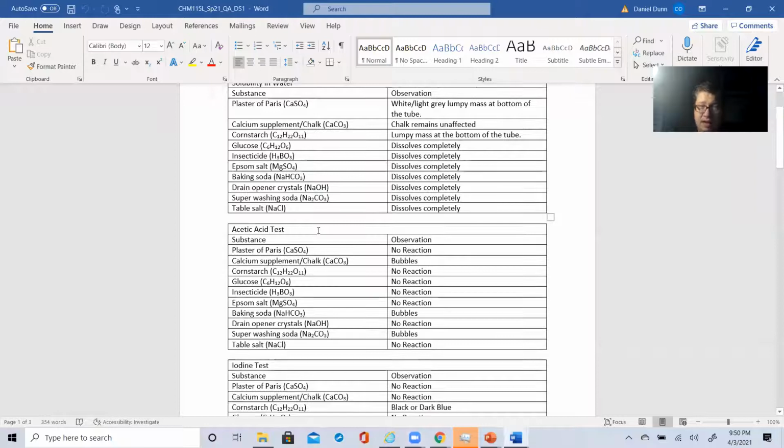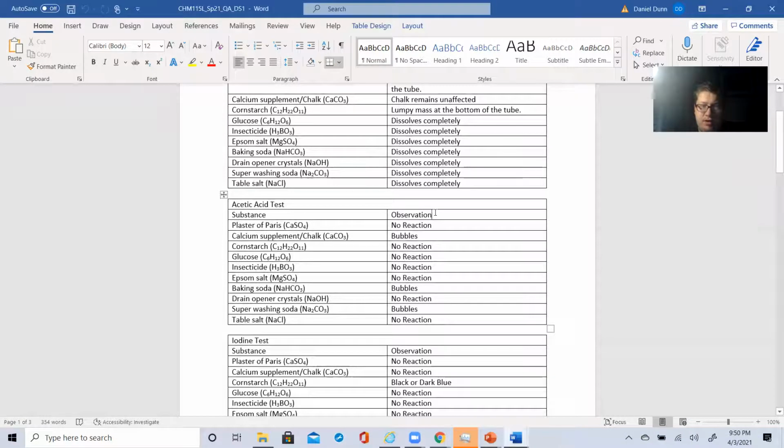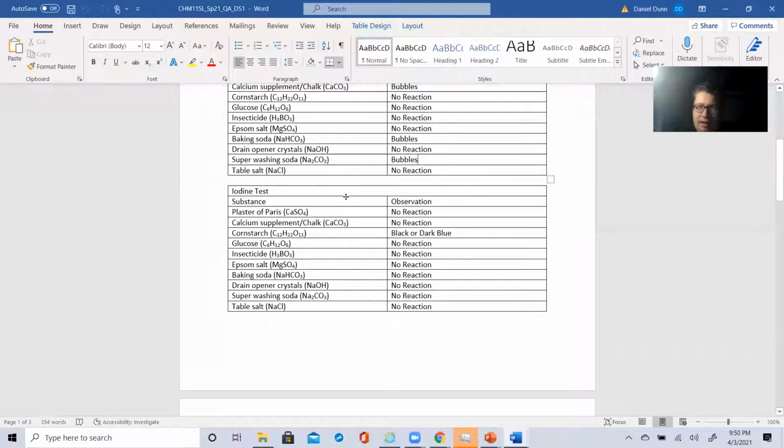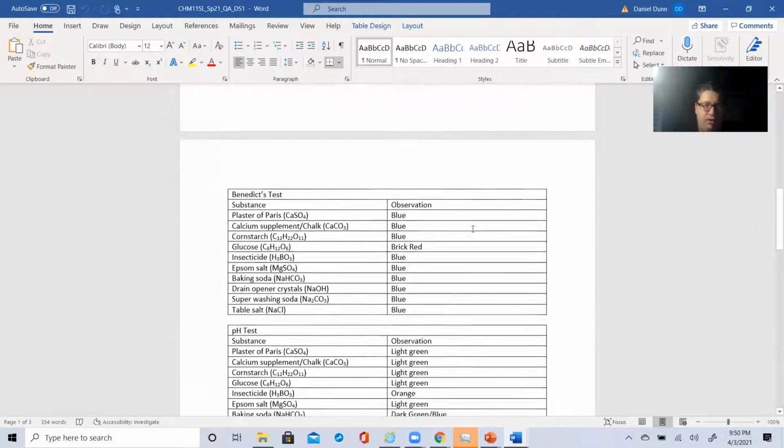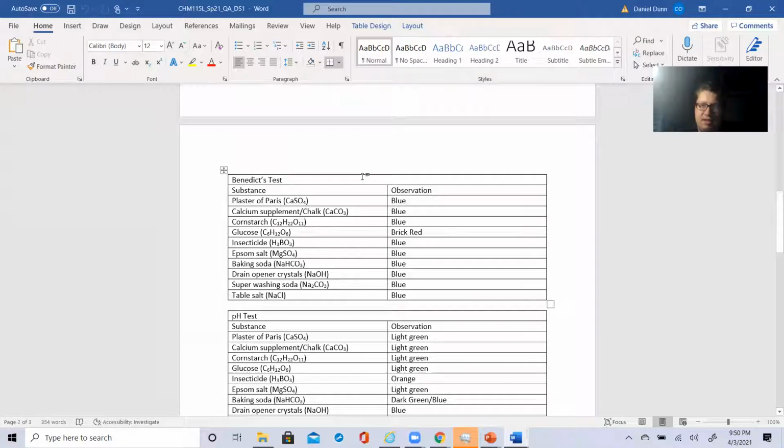Okay, next, acetic acid test. You're adding acetic acid to it. No reaction means no reaction. Bubbles mean there is a reaction. Iodine test. We're adding iodine to see if it changed colors. No reaction, no reaction, no reaction. Hey, there was a change of colors. Benedict's test. This is testing for glucose or sugar. You notice everything else is blue except glucose. The Benedict's test is working.